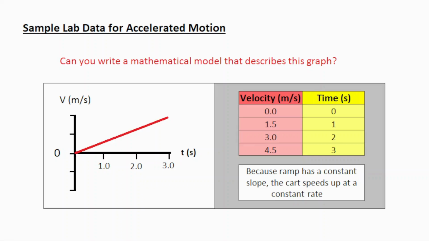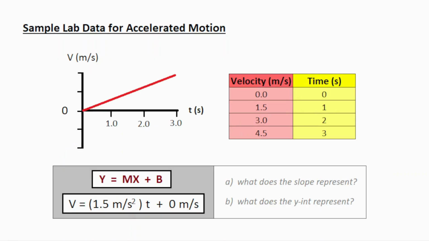I made up some data to support the graph. Notice that the velocity is increasing at a constant rate, and now I can try to use the data to write a mathematical model that describes the relationship between velocity and time for the cart. This is a linear graph, so I will start with the slope-intercept form. The y variable is velocity, the x variable is time, the slope comes out to 1.5 meters per second squared, and the y-intercept is 0 meters per second.